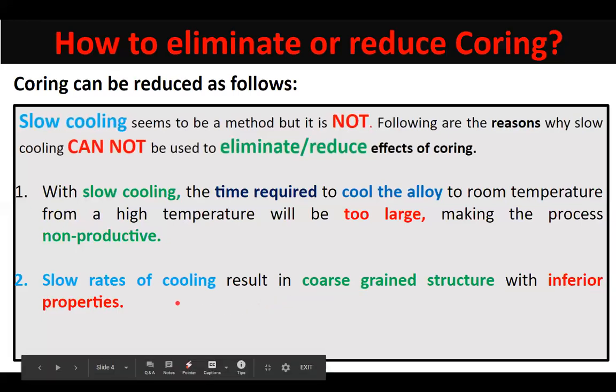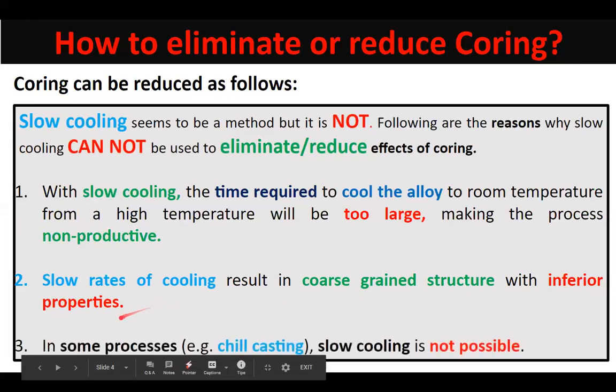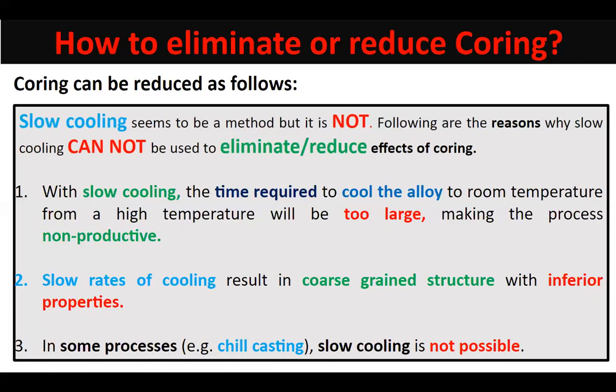And students, point number 3, in some cases, it's actually not possible to do slow cooling. If you are a factory and you have a setup which does your casting through chill casting, how would you do slow cooling? So in some cases, it would not be possible for you to do slow cooling, right? So because of these reasons, slow cooling is never a method to get rid of coring.